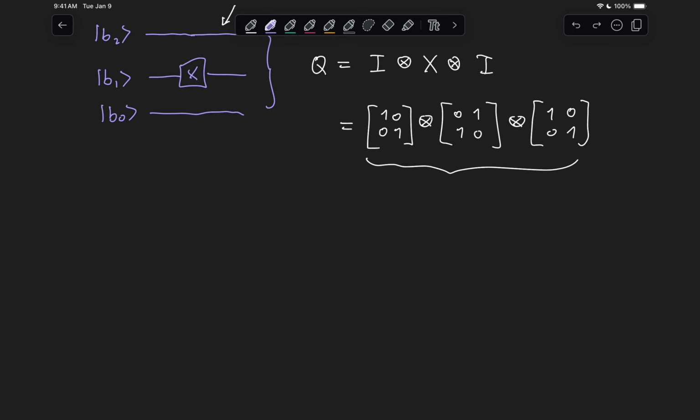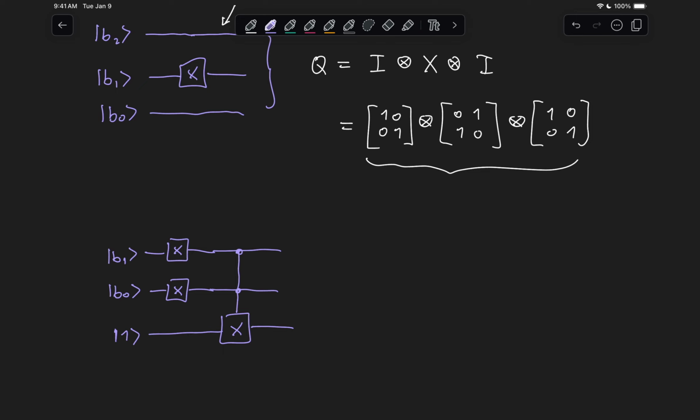So let's take, for example, the circuit we showed for our reversible OR gate, where we had two input bits, let's call them B1 and B0. And we said that if we wanted our reversible OR, we would apply X gates to these top two bits, initialize this bottom bit to state 1, and then apply a CCX gate to that third bit conditioned on the first two bits. Now for this circuit, we showed that this output gives us A or B.